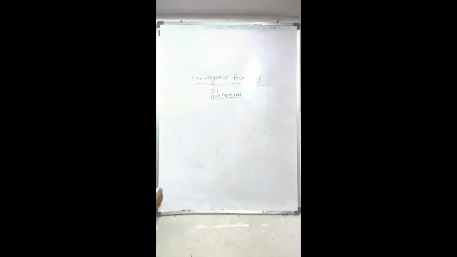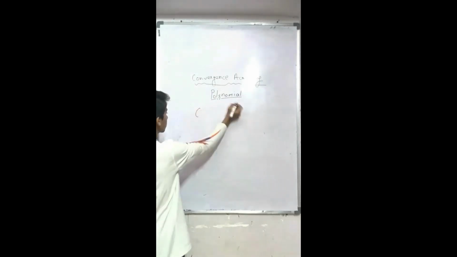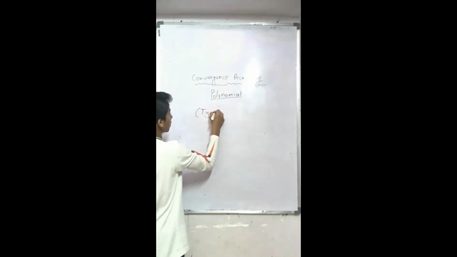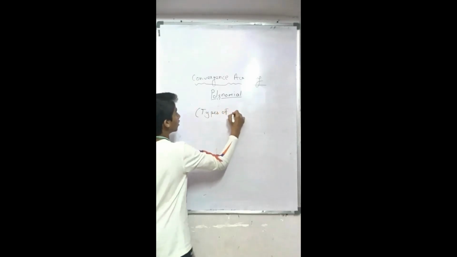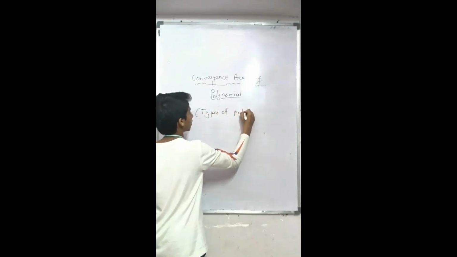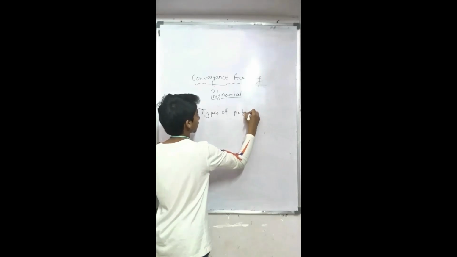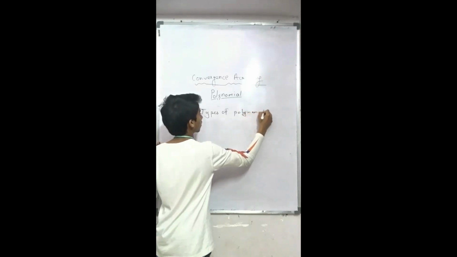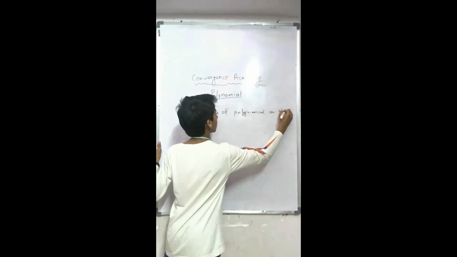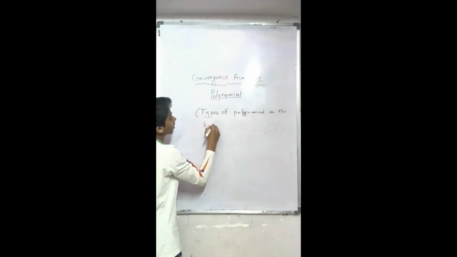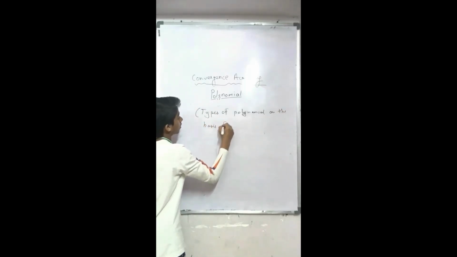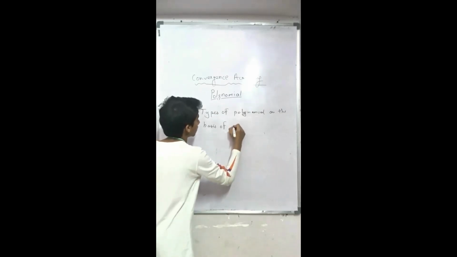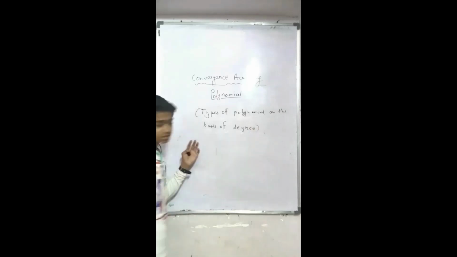So our next point is types of polynomial on the basis of degree. So what is here? Types of polynomial on the basis of degree means what?